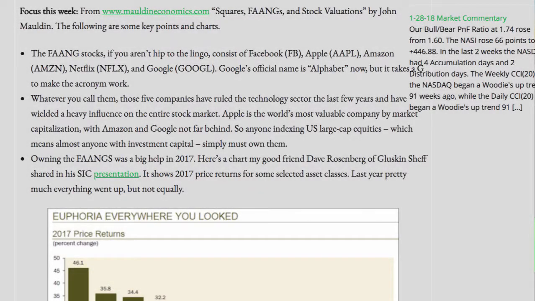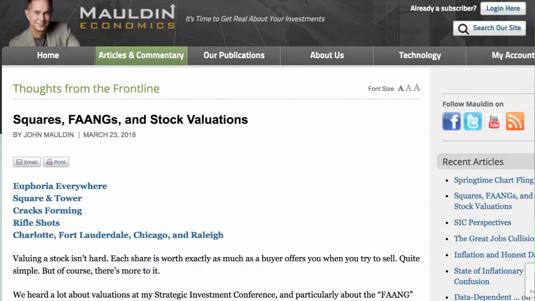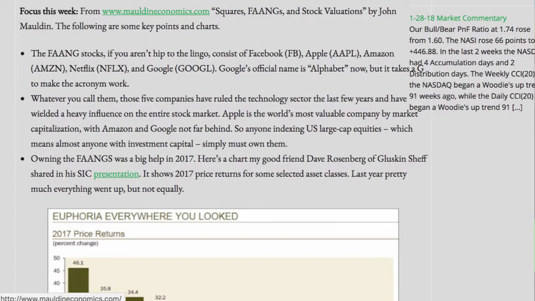Focus this week from www.maldeneconomics.com. Squares, Fangs, and Stock Valuations by John Malden. The following are some key points and charts. The FANG stocks, if you aren't hip to the lingo, consist of Facebook, Apple, Amazon, Netflix, and Google. Google's official name is Alphabet now, but it takes a G to make the acronym work.